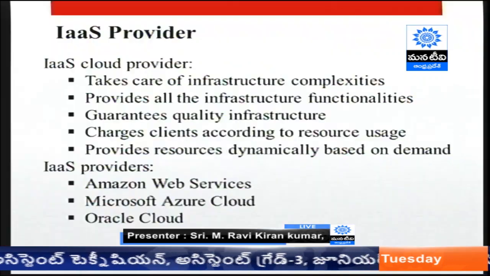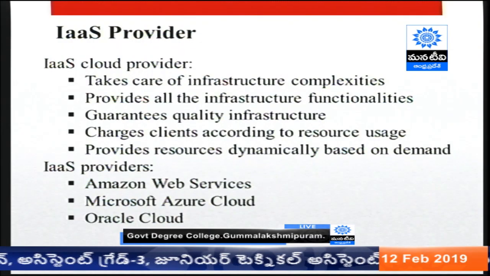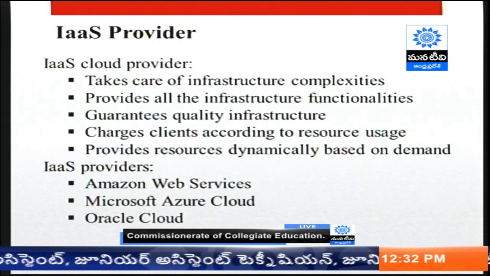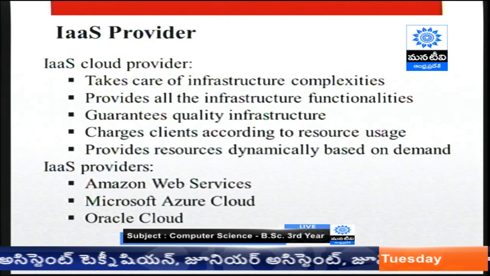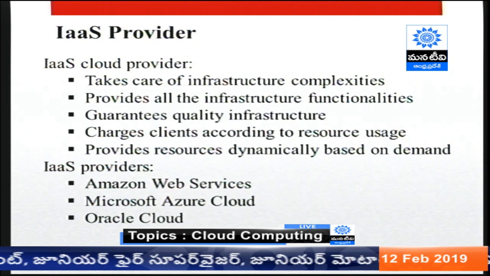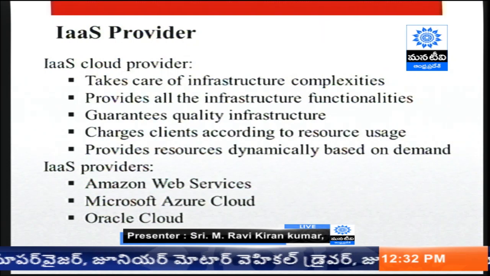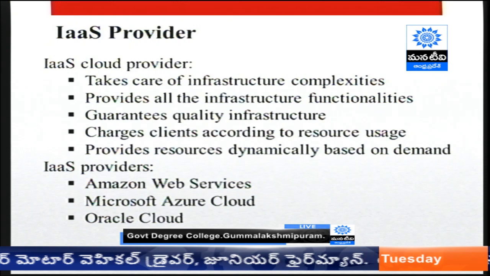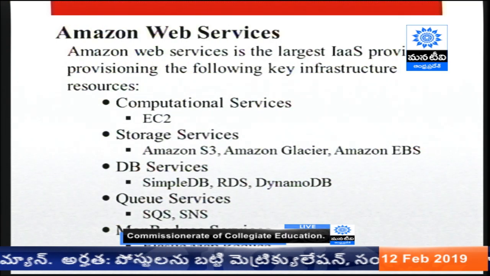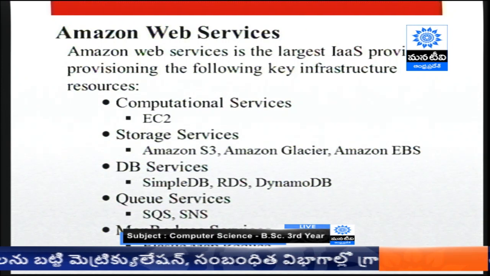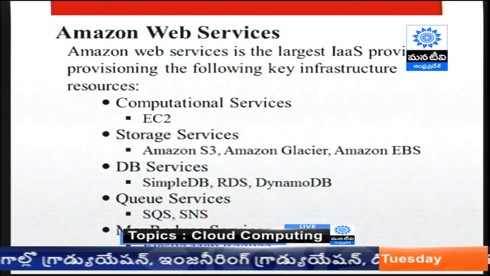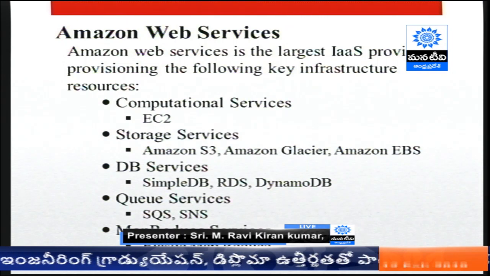As I said earlier, these are the popular providers: Amazon Web Services, known as AWS, Microsoft Azure Cloud, which is from Microsoft, known as Windows Azure Cloud, and Oracle Cloud. The list is not complete yet. There are so many players involved, like Rackspace, to provide infrastructure as a service. So let's look at Amazon Web Services quickly. Amazon Web Services is the largest infrastructure service provider, in fact 10 times bigger than the next 9 competitors in the list. That's the kind of infrastructure they have.